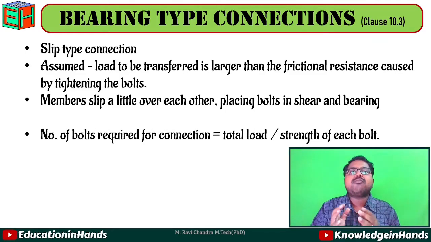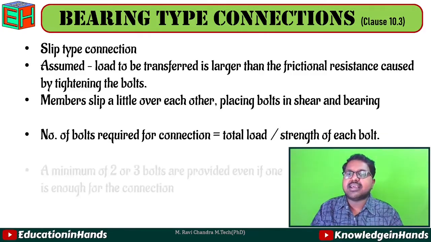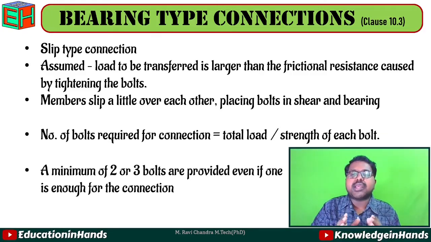Then the number of bolts required for the connection will be equal to the total load divided by the strength of each bolt. So the load acting externally on the connection divided by the strength of each bolt will give the total number of bolts required for a connection. Along with this, a minimum of 2 or 3 bolts are provided even if one is enough for the connection. So if we calculate the total number of bolts required by total load by strength of each bolt, and it is coming around 1, we will provide 2 or 3 to take care of the connection.